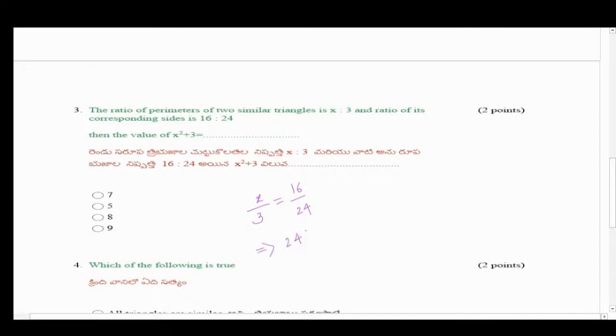So 24x is equal to 16 into 3. This implies x is equal to 16 into 3 by 24. So 3 cancels 8 times, 8 cancels in 16 2 times. So the value of x is 2 and we have to find the value of x square plus 3. So x square plus 3 is equal to 2 square plus 3. So this is equal to 4 plus 3. So this is equal to 7. So the correct option is the first one, 7.